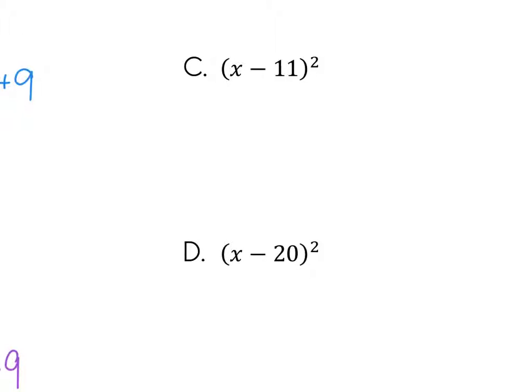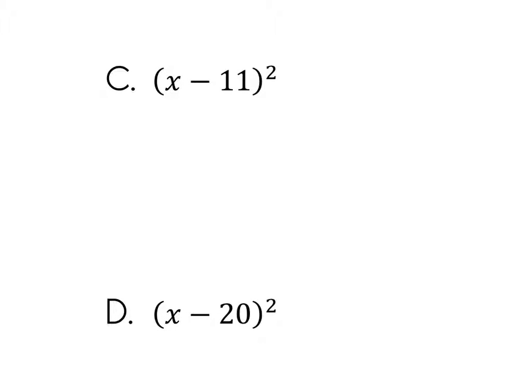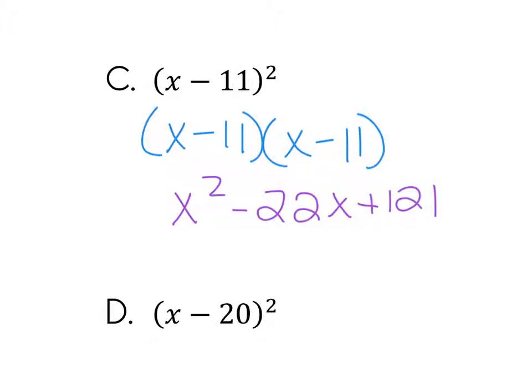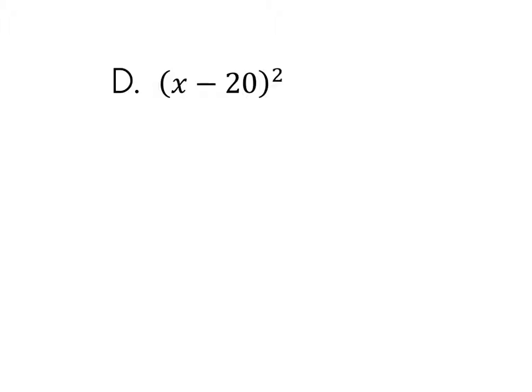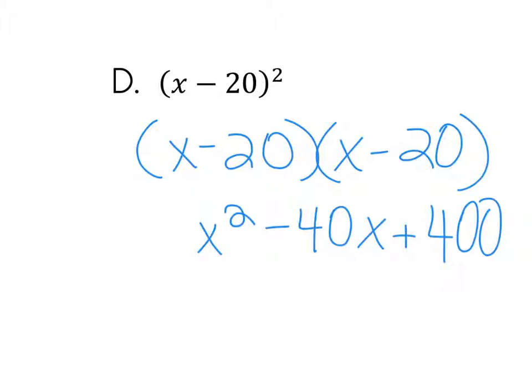Moving on to part C. First step, expand. Okay, go ahead, double distribute. Okay, here's the answer that we should have gotten for part C, after you either multiplied through using the box method or you showed the strategy that we did in example A. Try D on your own. Okay, so here is the answer to D.